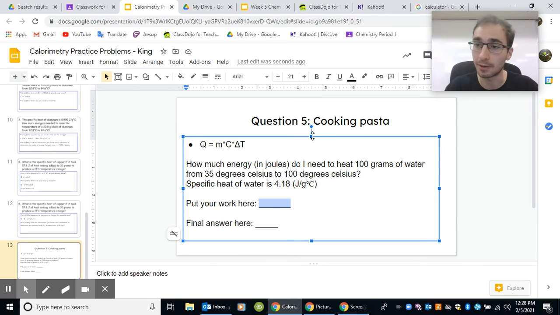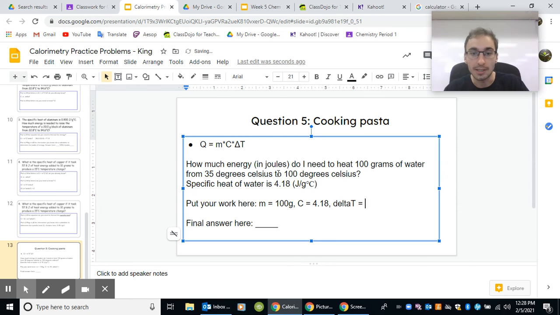First thing, just figure out what I know. I gave you 100 grams, so I know M is equal to 100 grams. I did give you delta T, because I gave you the degrees, and I gave you C. So C is equal to 4.18. For delta T, you do need to do some math. You take the final temp, 100, boiling, minus 35. So 100 minus 35 is equal to 65. Now I have delta T, C, and M, so that leaves me with Q.